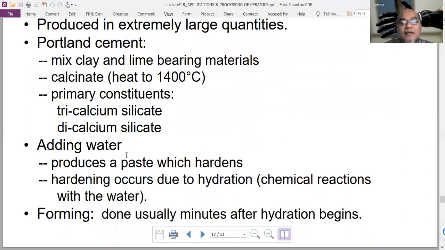When water is added, it will produce a paste which will harden. And hardening occurs due to hydration, a chemical reaction with the water. After that, it is formed, which is done within minutes after the hydration begins.